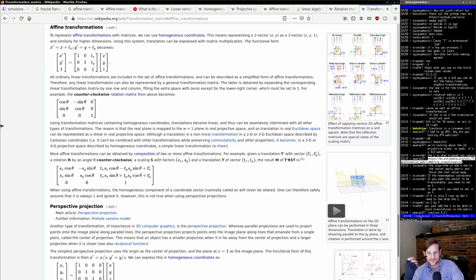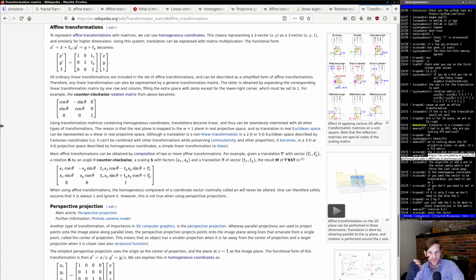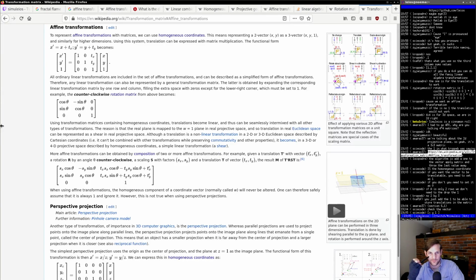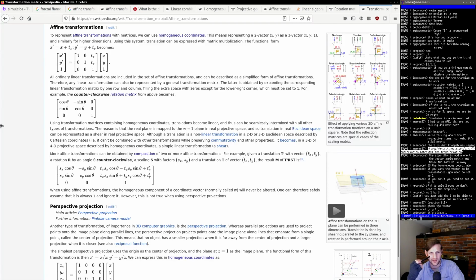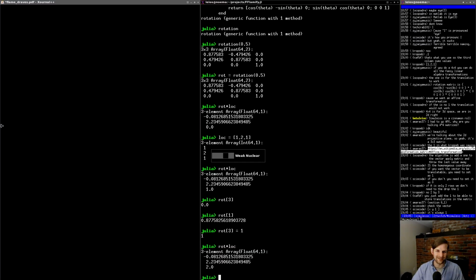Okay, so this needs to represent a 2D vector as a 3 by 3 vector x, y, 1, and similarly for higher dimensions. Using the system, translation can be expressed with a matrix multiplication. It didn't do any translation though. Okay, so then how do you? Yeah, that didn't work. That didn't work at all.